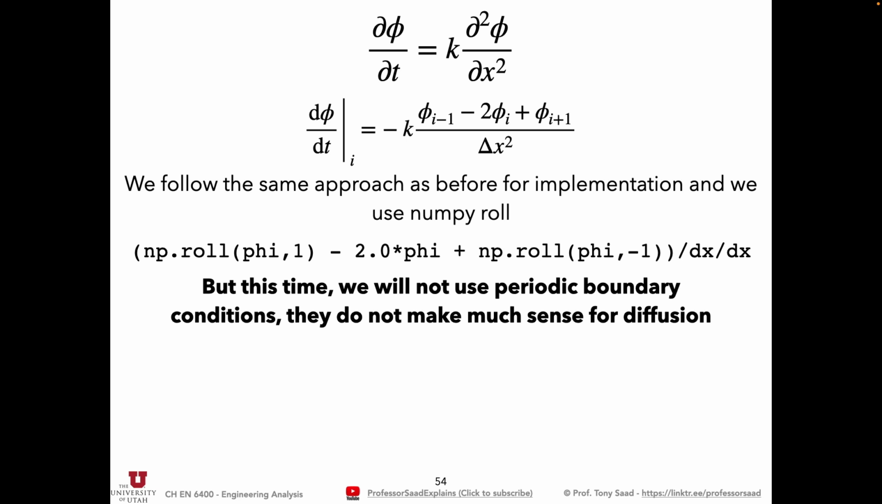So we cannot use periodic boundary conditions. We will use Dirichlet conditions for diffusion. We can also use Neumann conditions, which we will implement later, but we'll start with Dirichlet because they are the easiest. That's what you did in your homework, 6 or 5? One of homework 6, I think. That's exactly what you did.